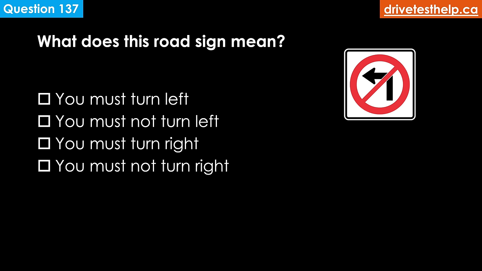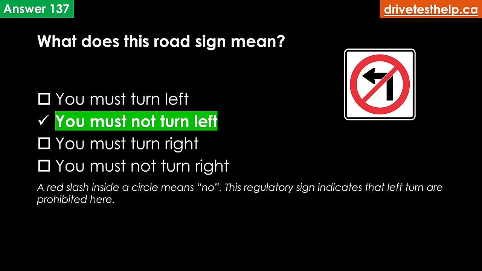What does this road sign mean? You must turn left. You must not turn left. You must turn right. You must not turn right. The correct answer, you must not turn left. A red slash inside a red circle means no. This regulatory sign indicates that left turns are prohibited here.